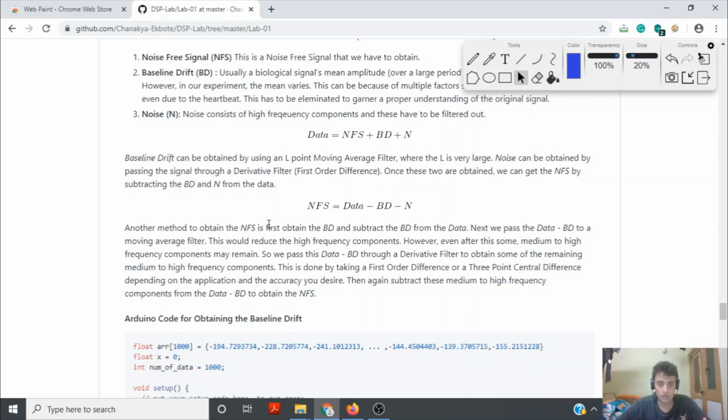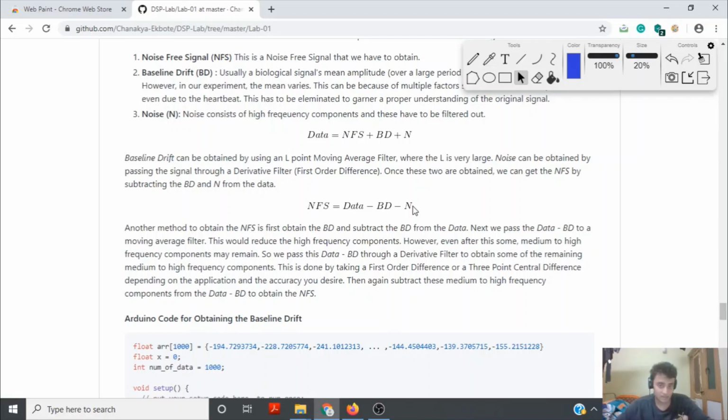Now, getting the baseline drift is pretty easy, because all you need is an L point moving average where L is very, very high. But getting the high frequency noise is kind of difficult, in the sense that depending on the fidelity level that you want, you might want to increase the filtration or decrease the filtration.